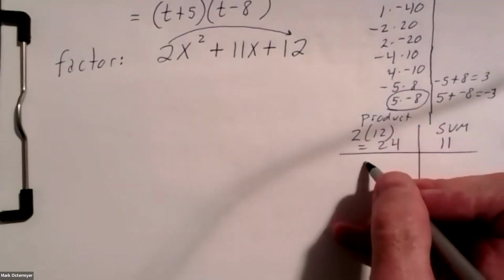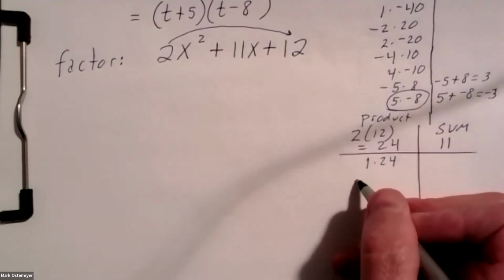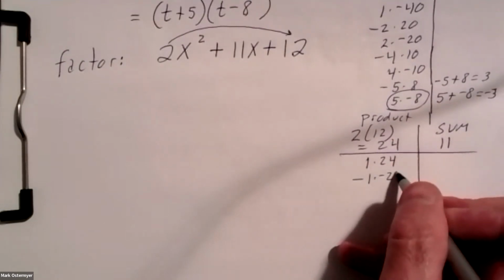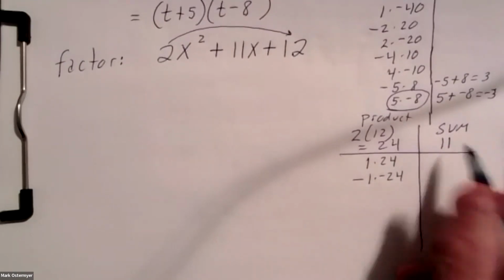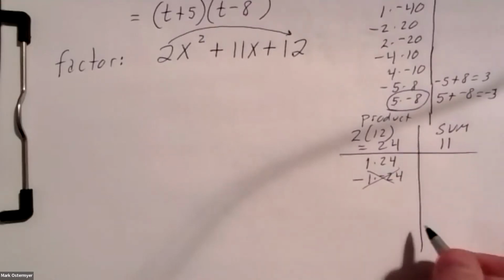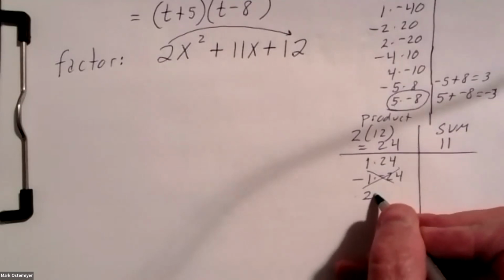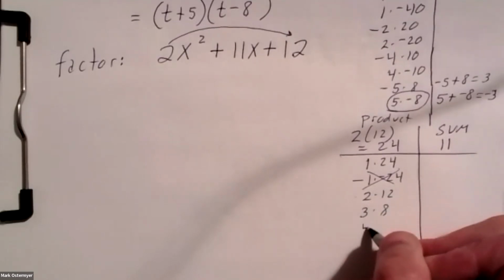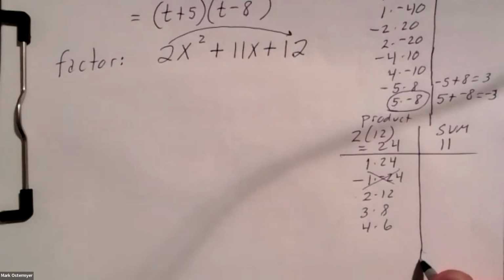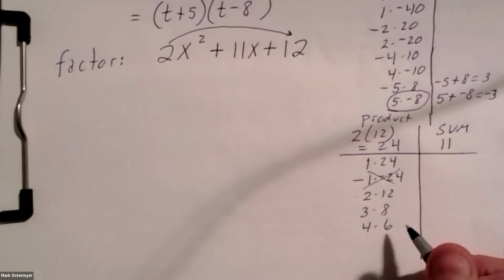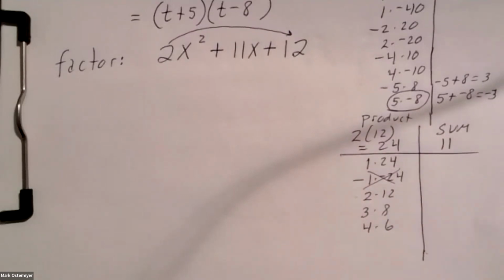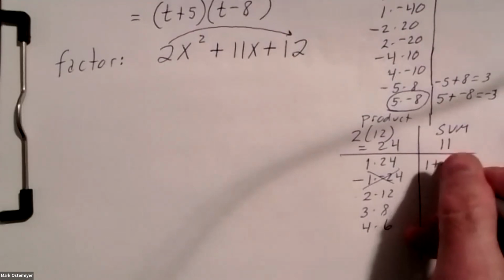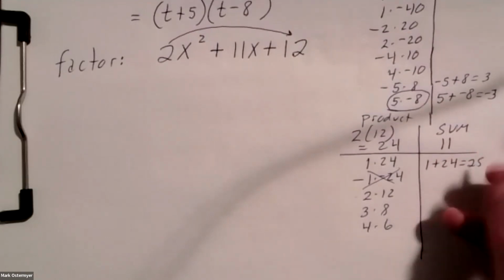So let's start listing factors of 24. 1 and 24. Now, -1 and -24 are factors of 24, but these don't sum up to +11. Two negatives don't add up to a positive, so don't waste your time with the negative factors here. 2 and 12, 3 and 8, 4 and 6. These are all factors of 24. Which two of these add up to 11? Well, it's not 1 and 24. These add up to 25. It's not 2 and 12. These add up to 14.